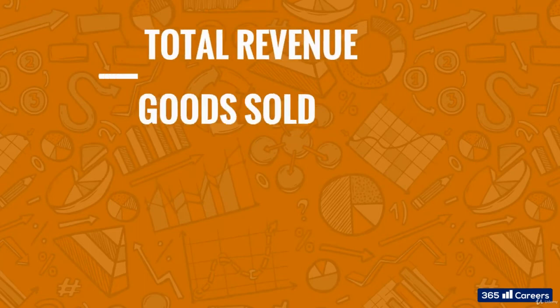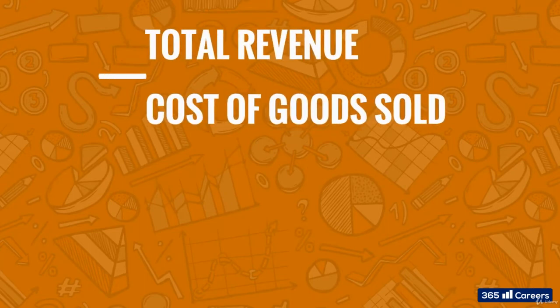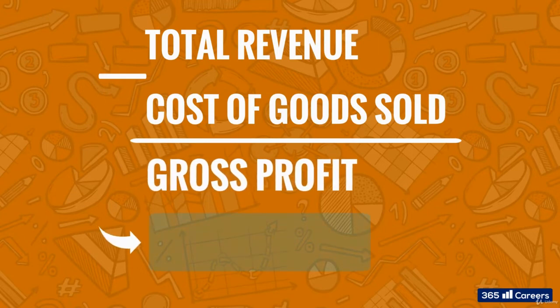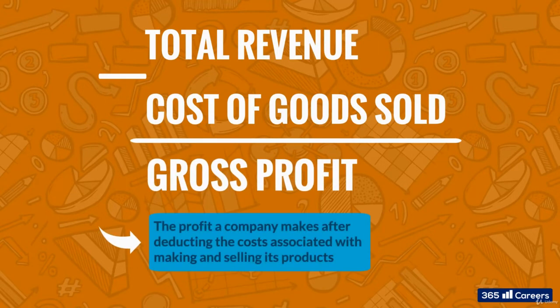The difference between total revenues and cost of goods sold is called gross profit. This is the profit a company makes after deducting the costs associated with making and selling its products.